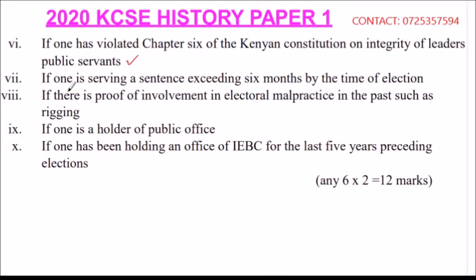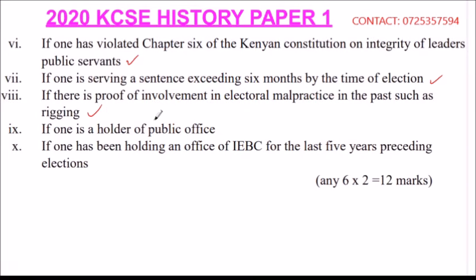Number 7, if one is serving a sentence exceeding 6 months by the time the election is taking place, you cannot be elected. Number 8, if there is proof of involvement in electoral malpractice in the past, such as rigging, that's also another factor that can make you not be elected. There is enough proof that you are involved in election rigging.